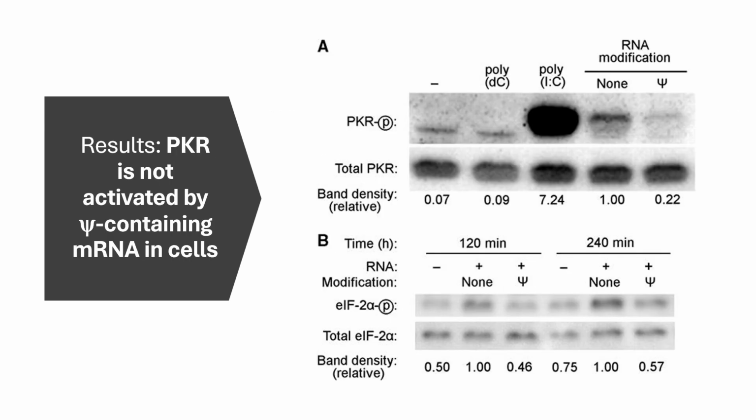PKR is not activated by pseudouridine-containing mRNA in cells. In Part A, mRNAs with or without pseudouridine were placed into cells. Scientists then tested the activity of intracellular PKR by doing a Western blot for PKR phosphorylation. Here we can see that PKR phosphorylation was greater when the cells were treated with non-modified mRNAs. In Part B, a Western blot was used to visualize the phosphorylation of IF2 alpha in cells transfected with either unmodified or pseudouridine modified mRNAs. The results show that IF2 alpha is phosphorylated less when transfected mRNAs contain pseudouridine modifications.